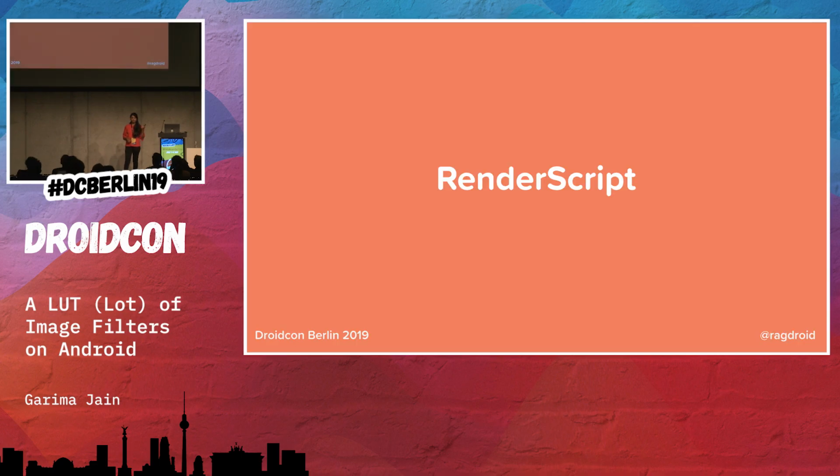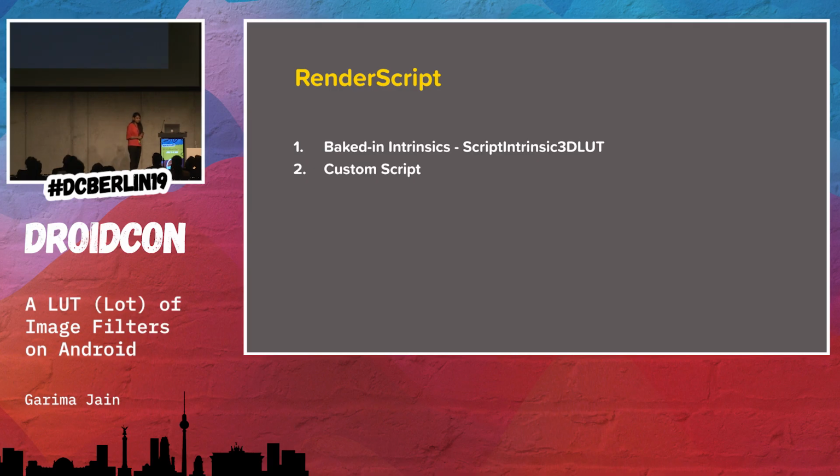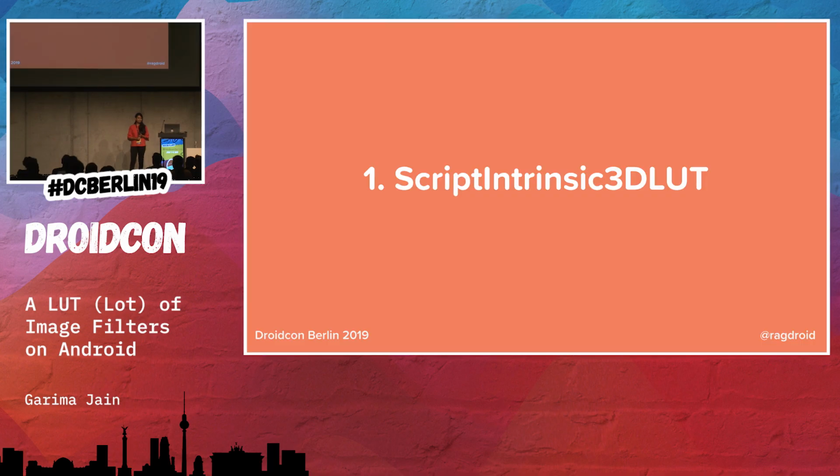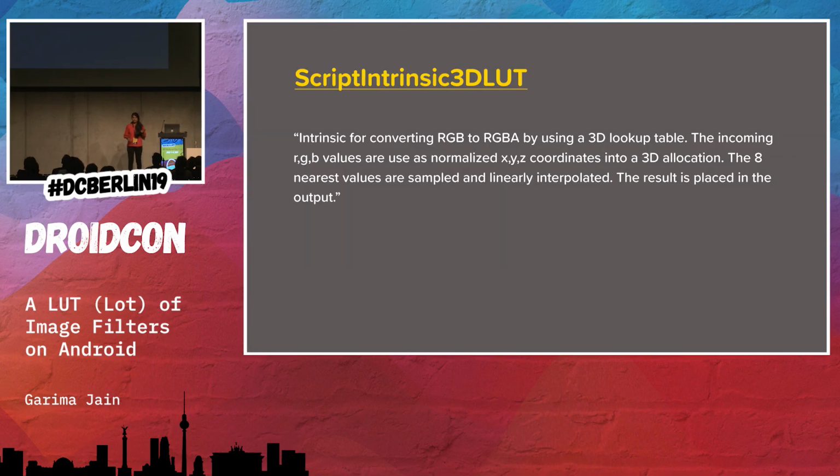So let us look at how we can do this with Renderscript. With Renderscript, we have two options: we can use either the baked-in intrinsics that Renderscript provides, or we can write our custom script. Of course, I first went with the script intrinsic because it is provided out of the box. Let's try it out. This is the script intrinsic 3D LUT, because the name itself says 3D LUT, so it should be doing what we need it to do. This is the definition right out of developer Android.